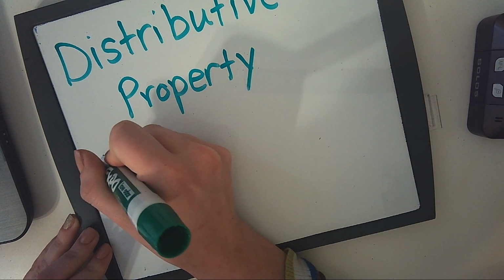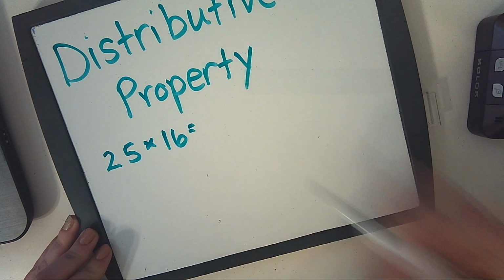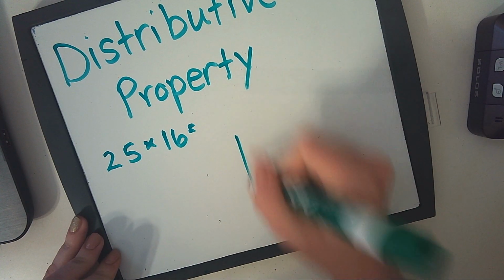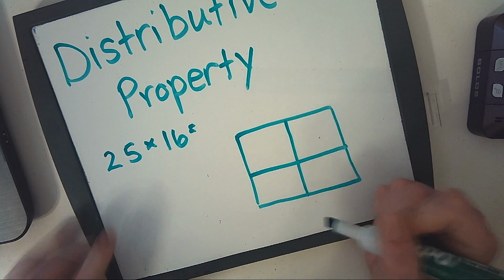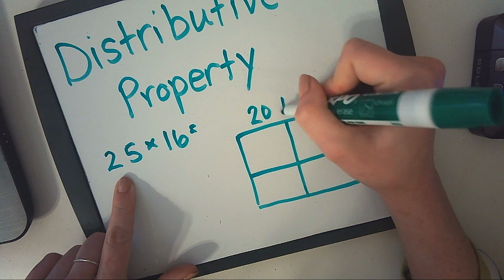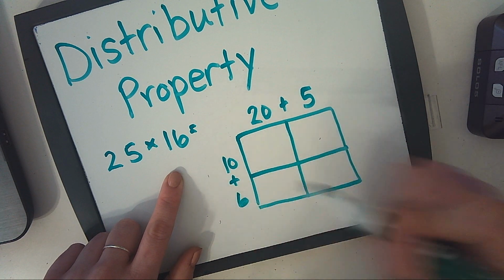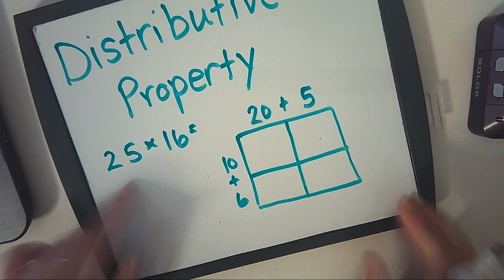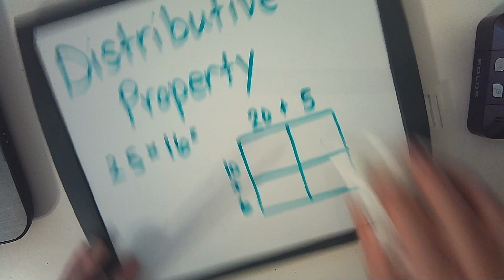So if you are multiplying 25 times 16, one way that you could use the distributive property is by breaking those numbers apart to multiply them. If we broke apart 25, it would be 20 plus 5. Breaking apart 16, it would be 10 plus 6. We are breaking apart numbers to multiply. So we're taking the 25 and breaking it apart into 2 pieces, and we're breaking the 16 apart into 2 pieces in order to solve an equation.